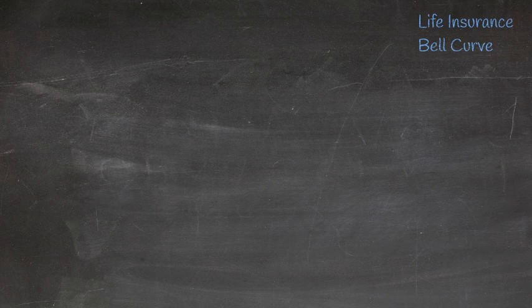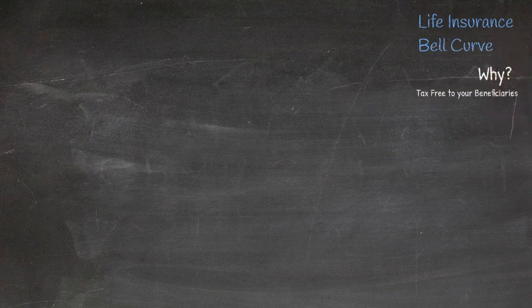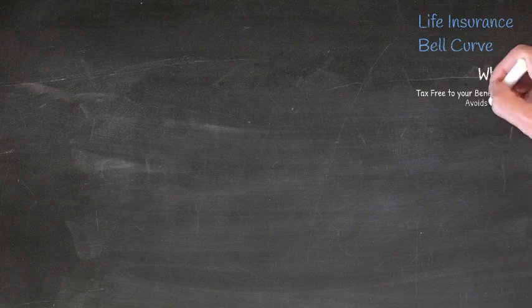The life insurance bell curve is a helpful way to understand the different types of life insurance available, how much to have, and when to purchase them. So why life insurance? Well, the death benefit on a life insurance policy will get paid out directly to your beneficiaries tax-free. But in addition to that, it's going to avoid probate court.